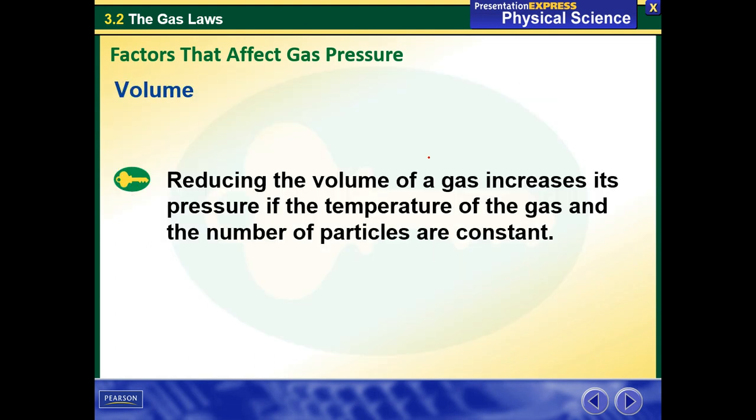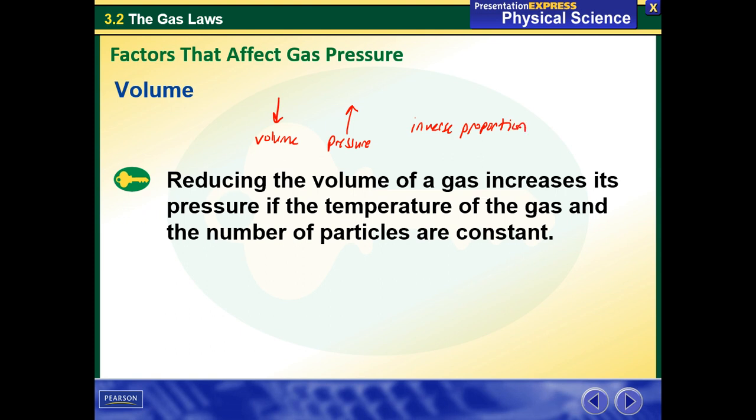The second factor is going to be volume. Here it says reducing the volume. So reducing means volume is going down. It says there's going to be an increase in pressure. That means pressure is going to increase as long as temperature and the number of particles are constant, or as long as those two things are held the same. This is something that we're going to see as an inverse proportion. So as one goes down, the other goes up. And this should make sense.